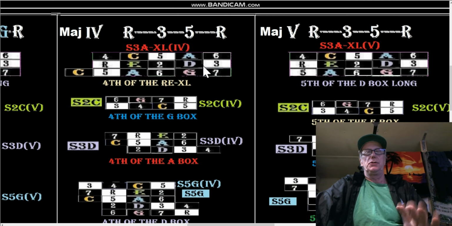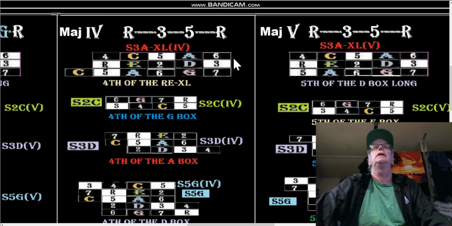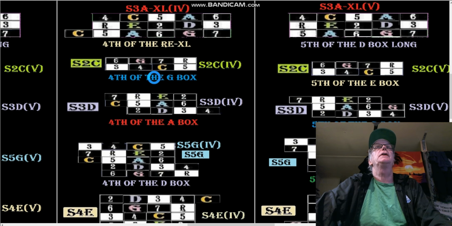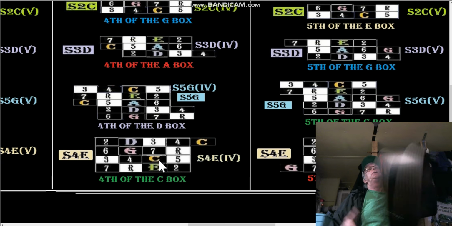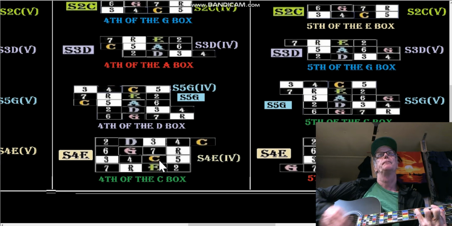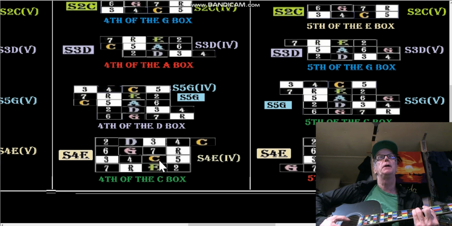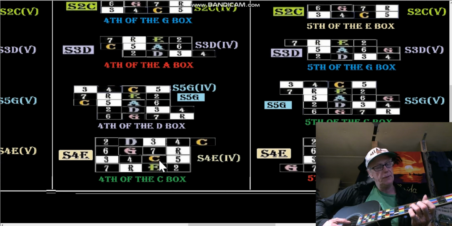So I have to look at these charts individually. We're not going to go across diagonal, horizontally like that. So let's just look at, we're substituting a major fourth. So these are the other shapes where we'd substitute that major fourth. So let's look at the fourth of the C box. Okay, so let's play a C shape, C. We're going to go to the fourth of the C box. Everybody knows that's going to be an F shape there, but how do you play it? We get the root, the third, the fifth, the root, and the third.